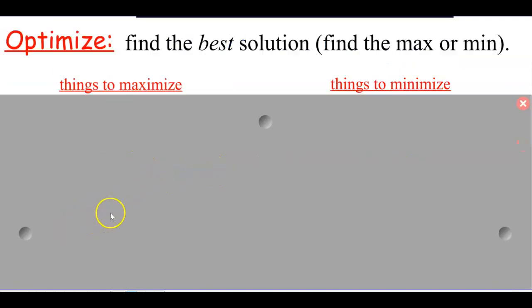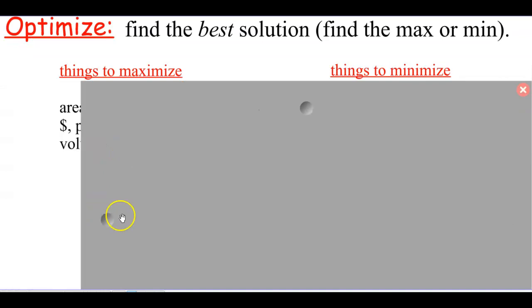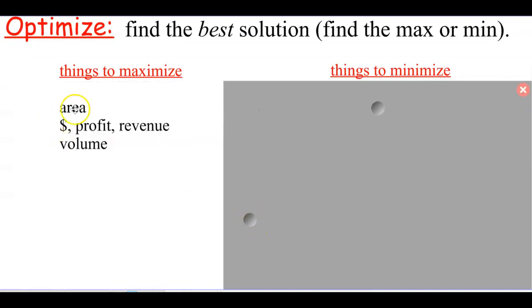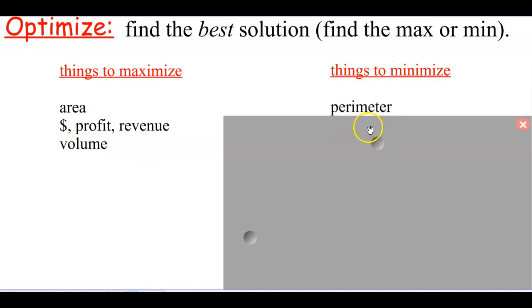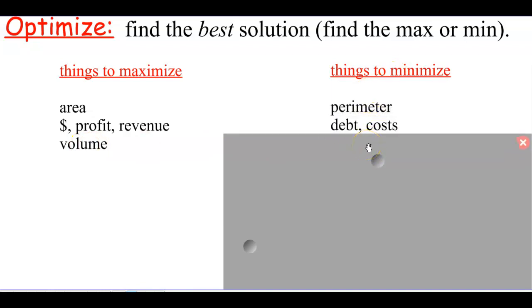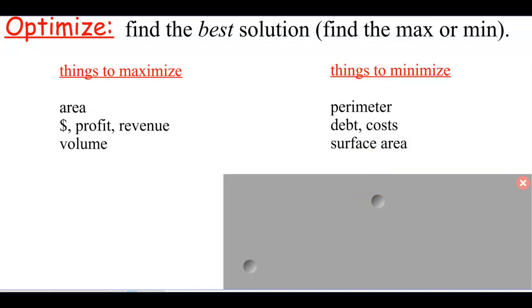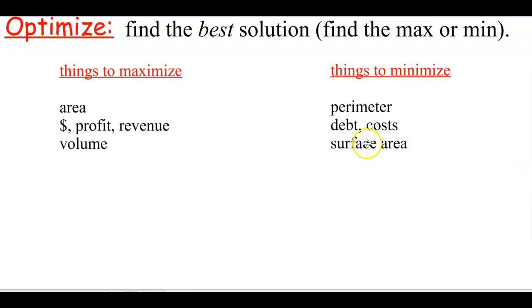These are not limited to these items, but here's just a couple ideas. We could want to maximize the area, maximize the amount of money you take, your profit, the revenue, your volume even. Things to minimize: perimeter, debt, cost, surface area, right? Now keep in mind you could also look to maximize surface area, or you might want to minimize volume, so these aren't set to their categories.